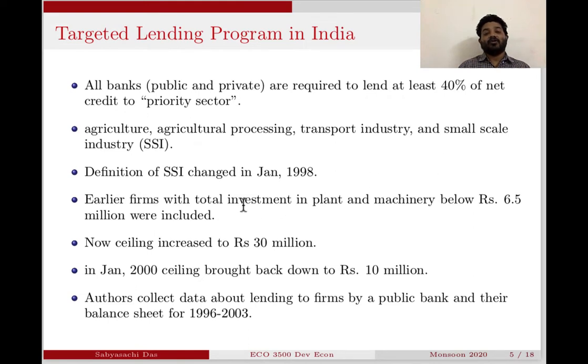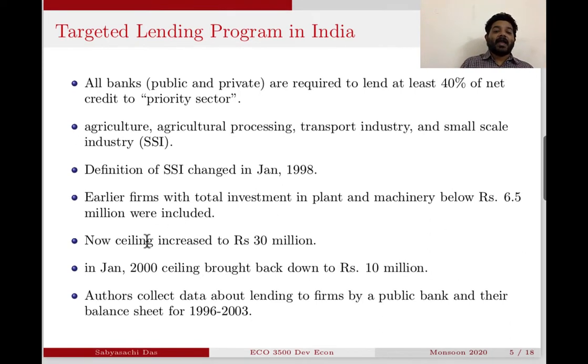for growth. Now, what happened is that in January 1998, the definition of small scale industry changed. So initially, firms with total investment in plant and machinery below rupees 6.5 million were included as these small scale industries. So it was based on some kind of threshold which required that the plant and machinery investment has to be less than 6.5 million for you to be eligible for priority sector lending as a firm. And in January 1998, this ceiling was increased to 30 million rupees. So it's a substantial increase.